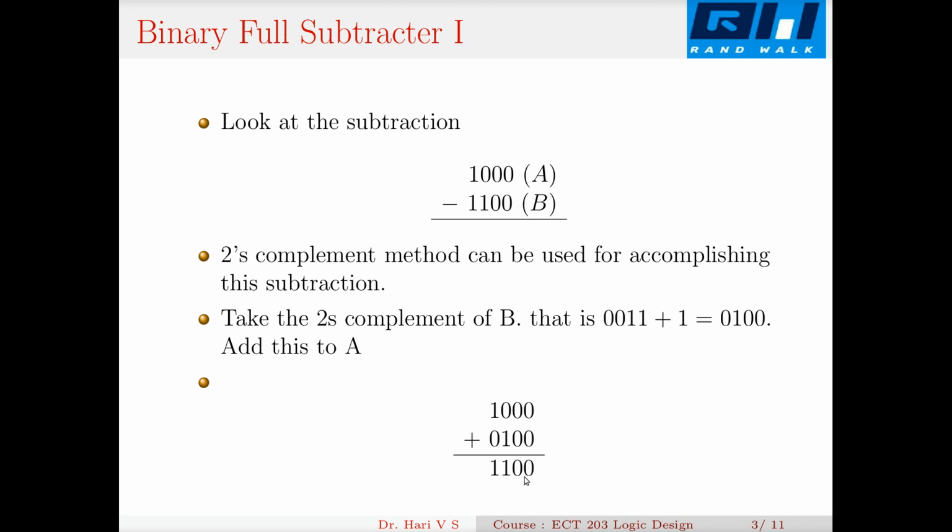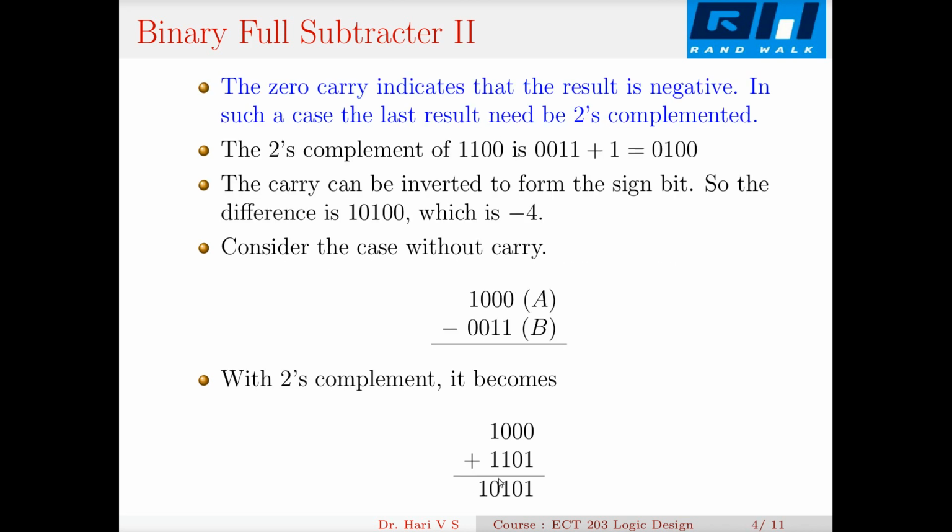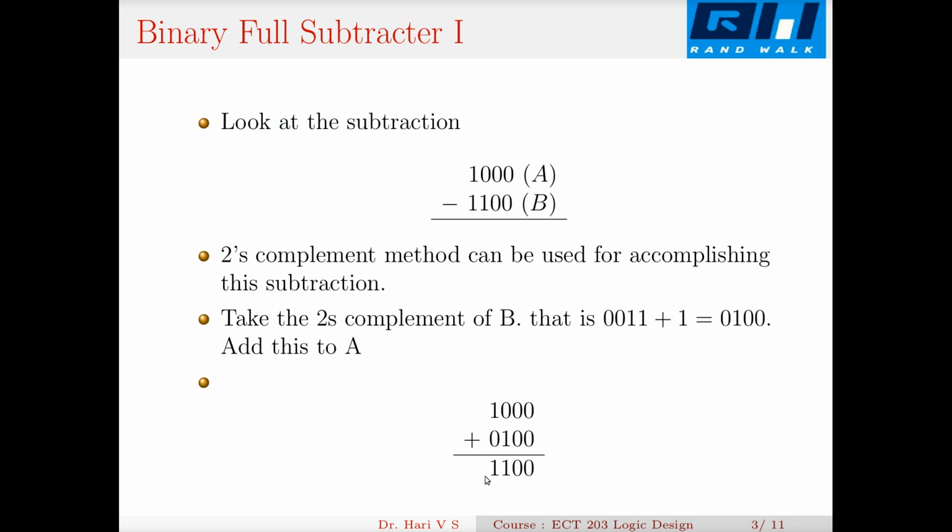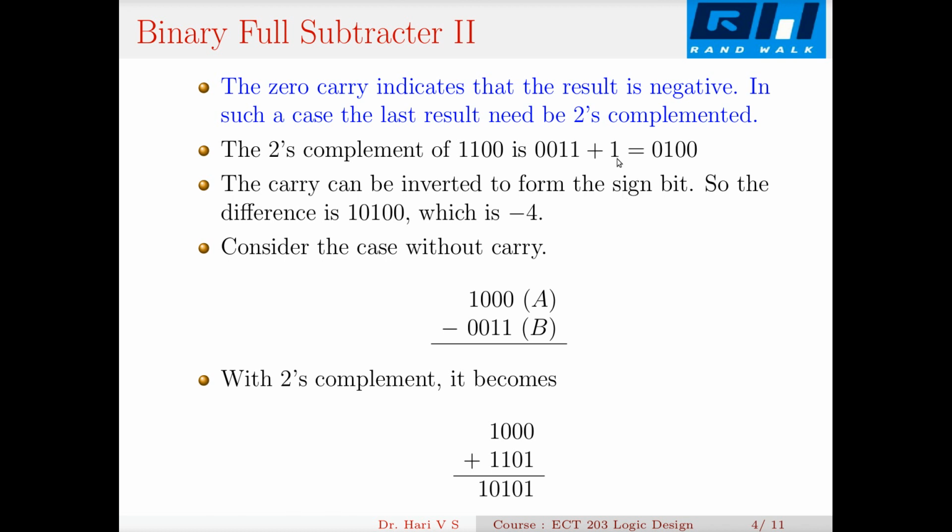If this carry is a 0, that means the resultant sum should be 2's complemented. The 0 carry indicates that the result is negative. In such a case, the first sum should be 2's complemented. So I have to take the sign bit as 1. I have to invert this carry and keep it as a sign bit, and I have to invert the sum and add 1 to it. So I have to take the 2's complement of this. The 1's complement of 1100 is 0011, and adding 1 to that, it becomes 0100. So the carry is inverted to form the sign bit. Together with the sign bit and this number, it is 10100, which is minus 4, the correct result. Now that is a case without any carry.